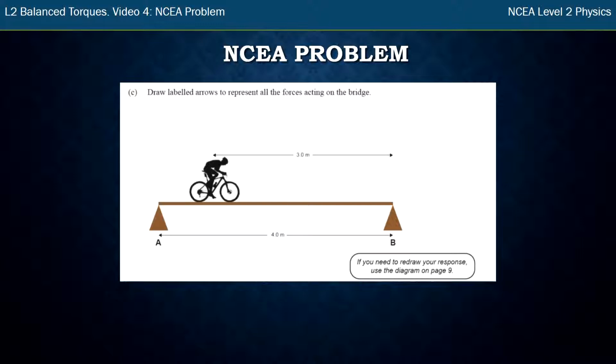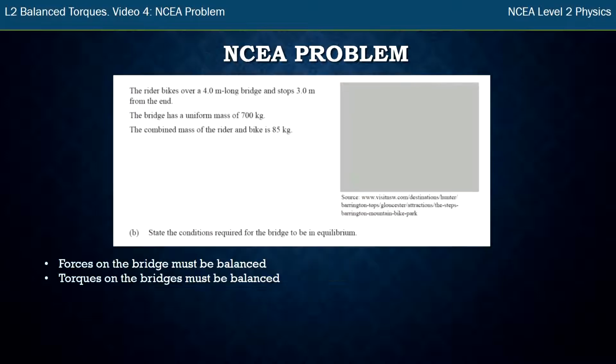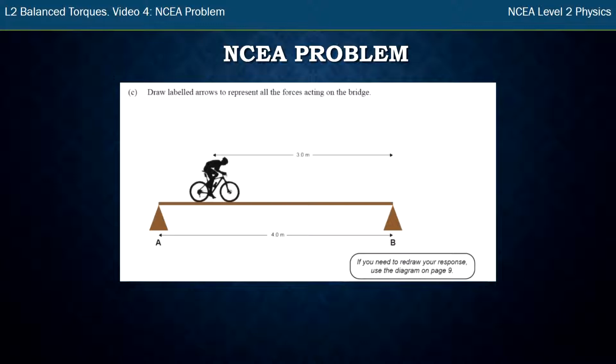So now they want us to draw labelled arrows to represent all the forces on the bridge. They've said that the cyclist has stopped, even though the picture there does not look like the cyclist has stopped, but the cyclist has stopped, so we can assume there's no horizontal forces. The forces are just going to be up and down. So the obvious one is the force of gravity from the bridge.